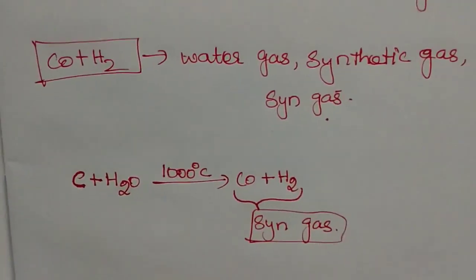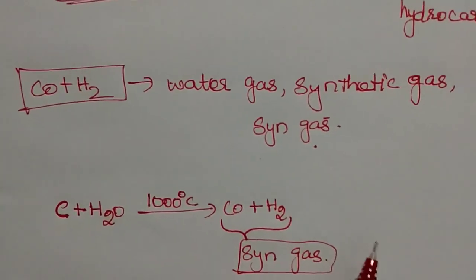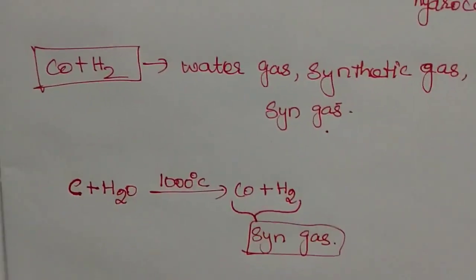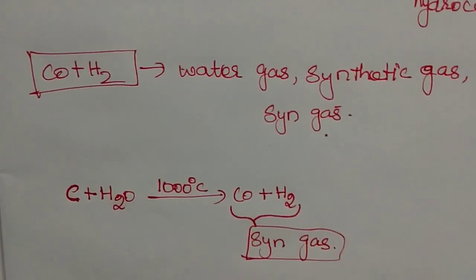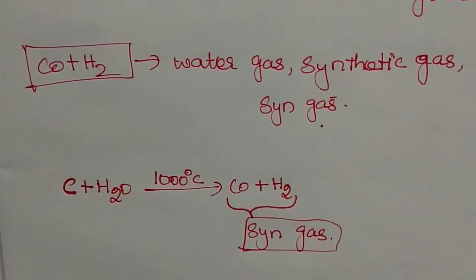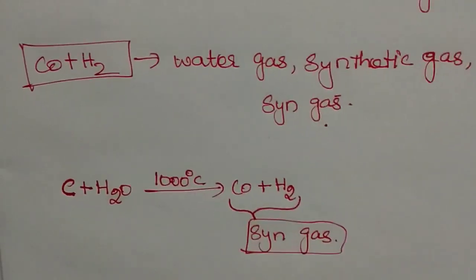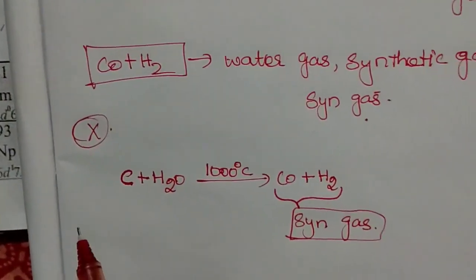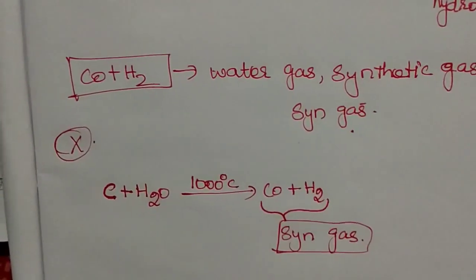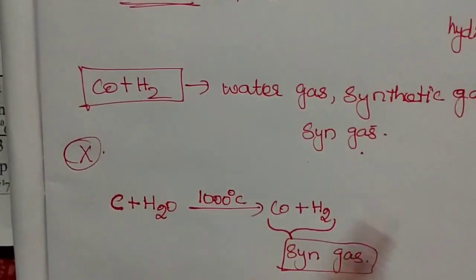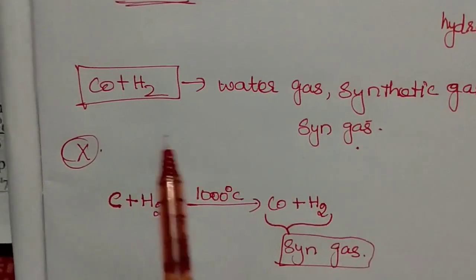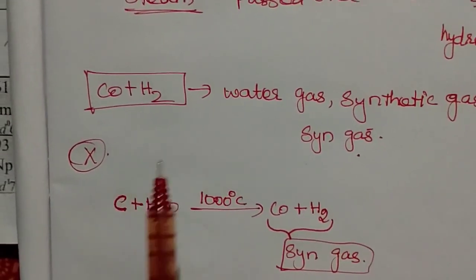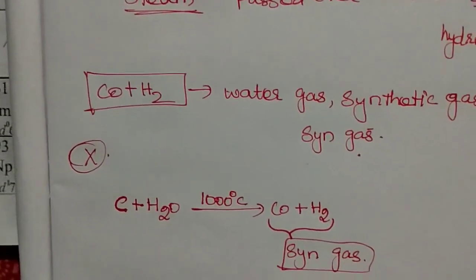They may ask questions like this: write the preparation of water gas or synthetic gas or syngas, and maybe one-word questions like write the formula of synthetic gas or syngas. It is an important part of this preparation. You have three types of preparation in total. You just learn all the preparations, and the important ones are industrial preparation and electrolysis of water.